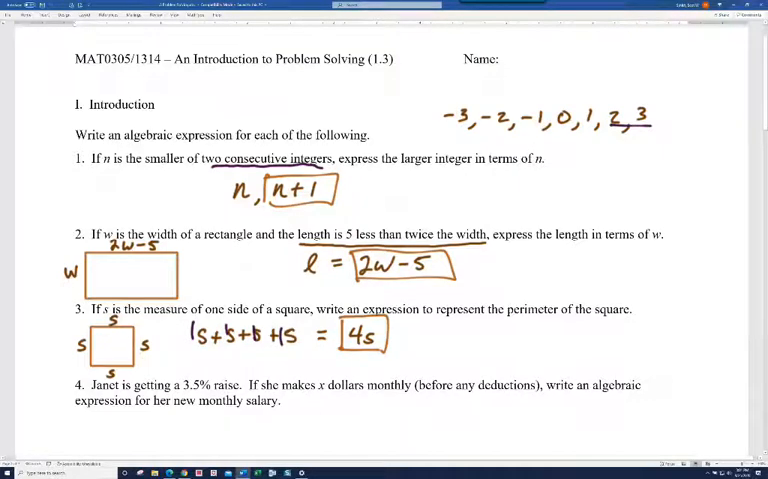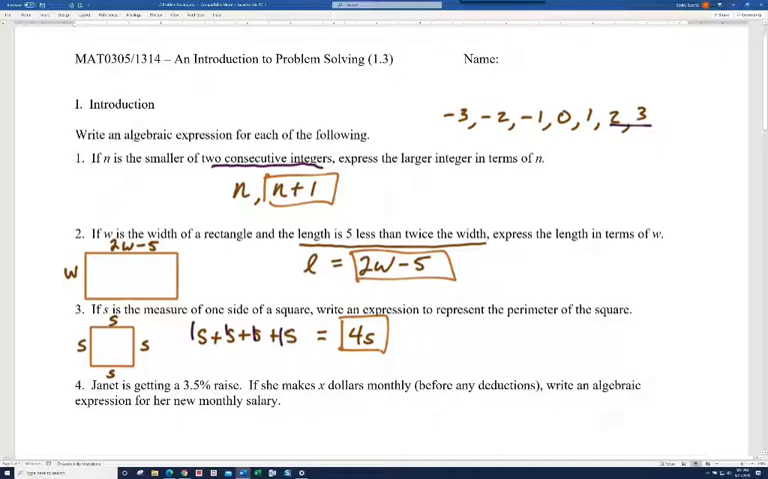All right, so 4s would be an expression that you could use to represent the perimeter here. All right, number 4. Janet is getting a 3.5% raise. Go Janet. If she makes X dollars monthly before any deductions, that means no taxes, no insurance, none of those things, write an algebraic expression for her new monthly salary.